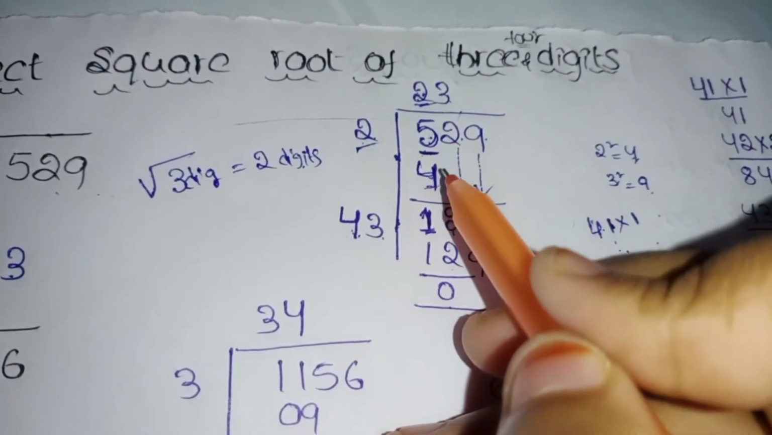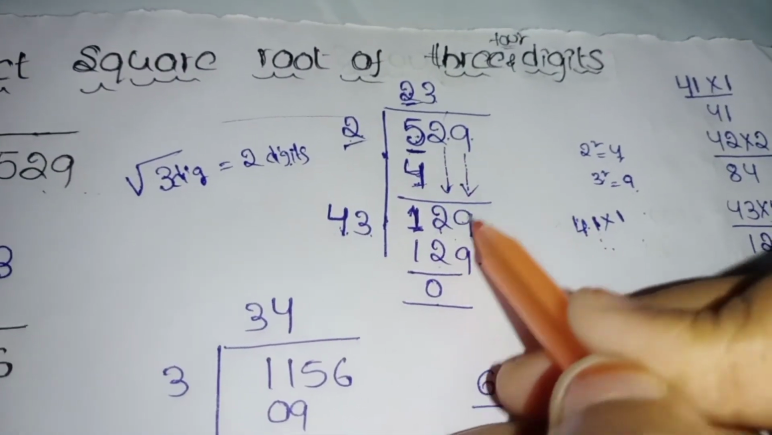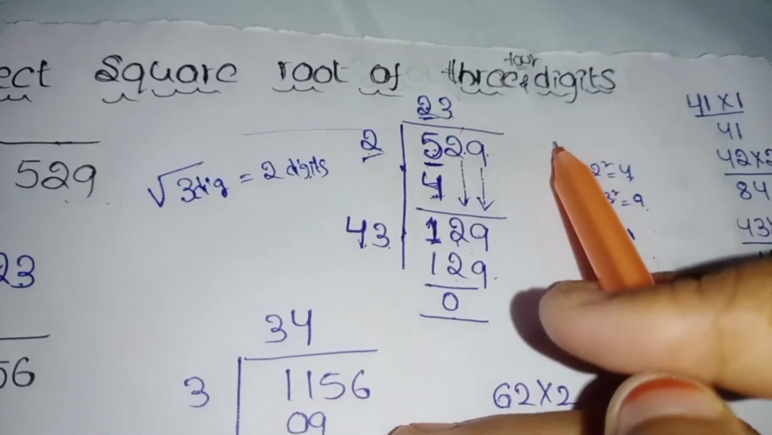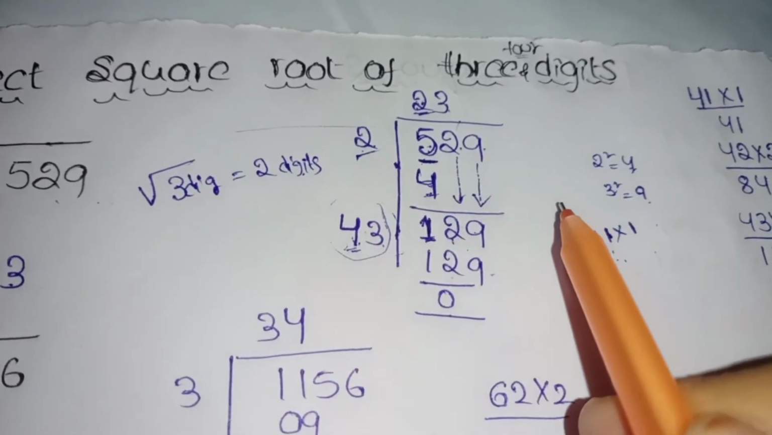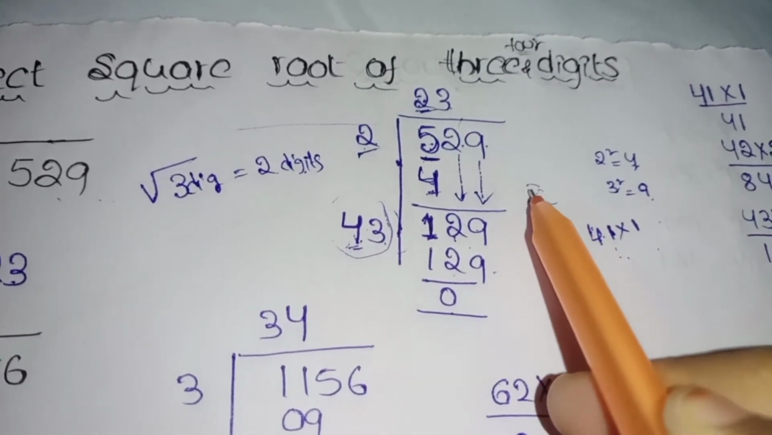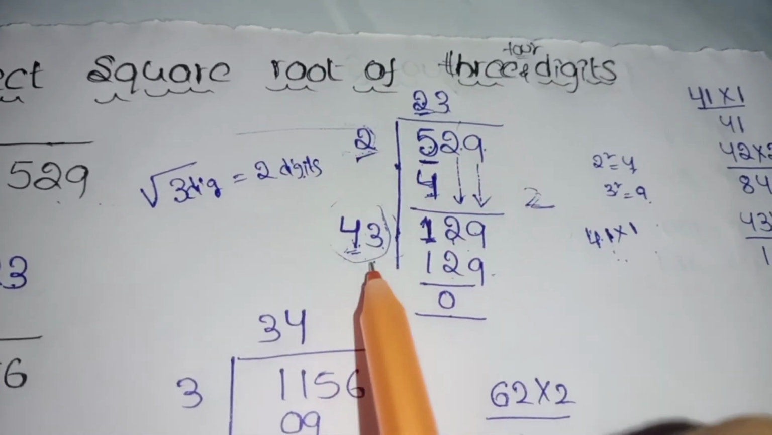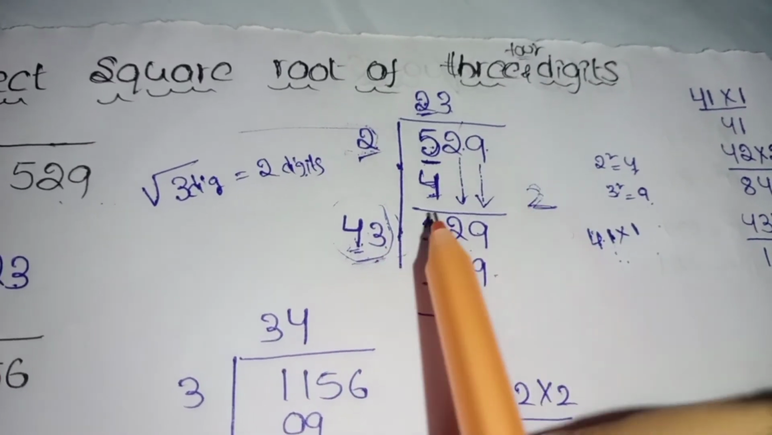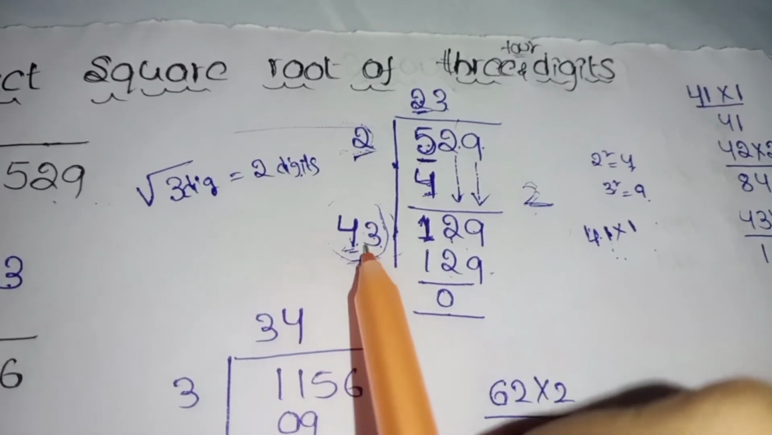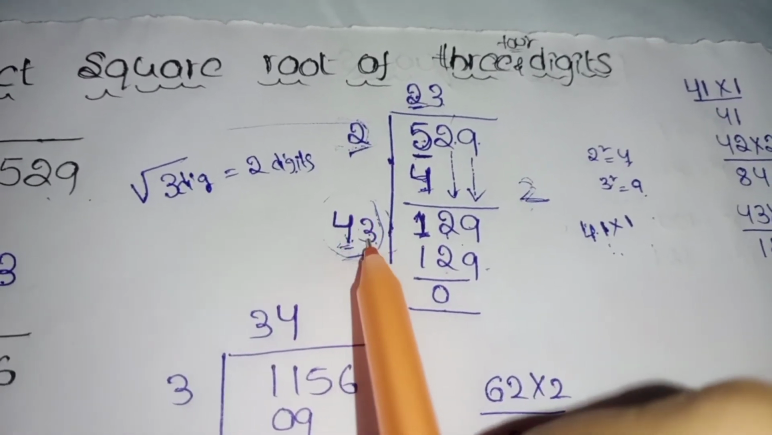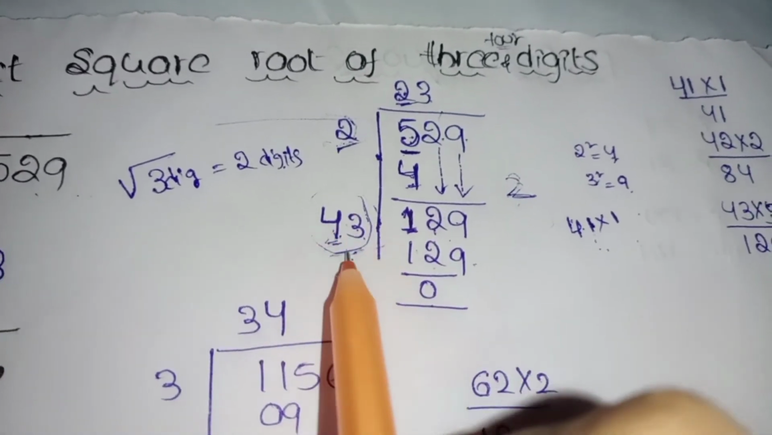Then subtract 4 from 5. 5 minus 4 is 1, and bring down the two numbers. Now we have to double this number. The double of 2 is 4. Write 4 here. This digit is a 2 digit value, right? In this digit it is only a 1 digit value. In this digit we have a 2 digit value. For having a 2 digit value you have to put one number. When we put one number, these two numbers must be multiplied.